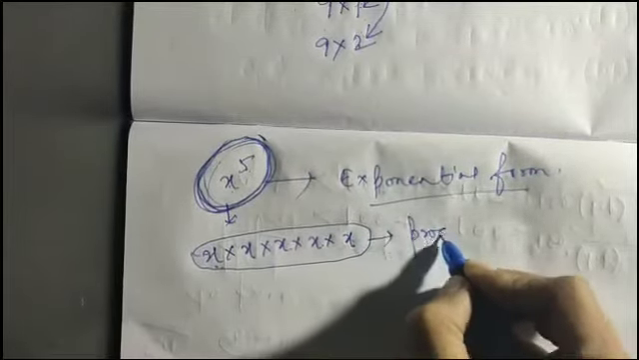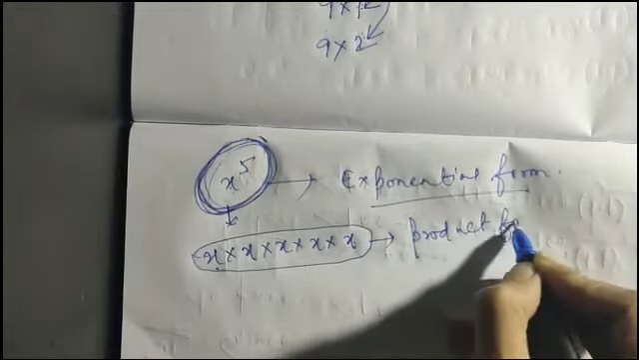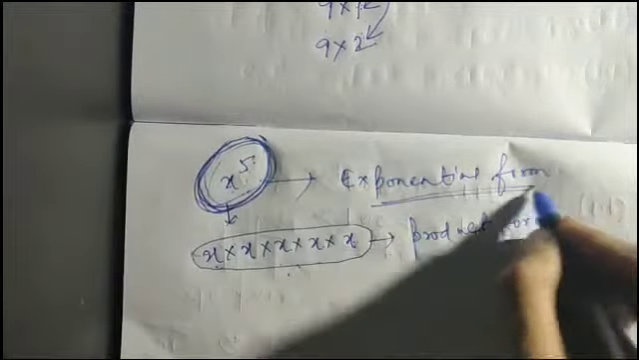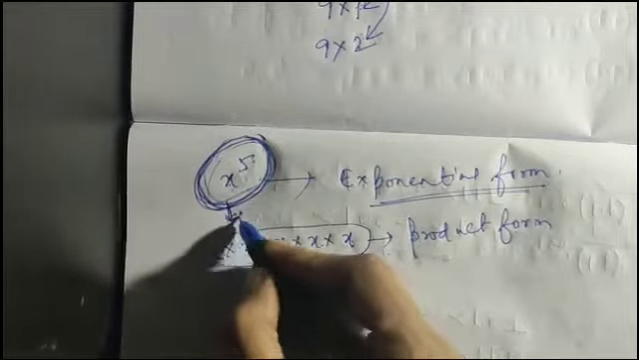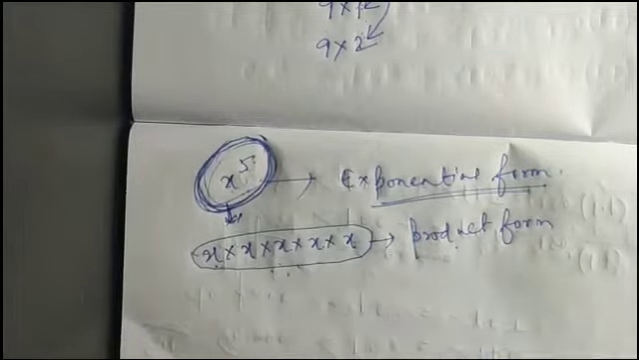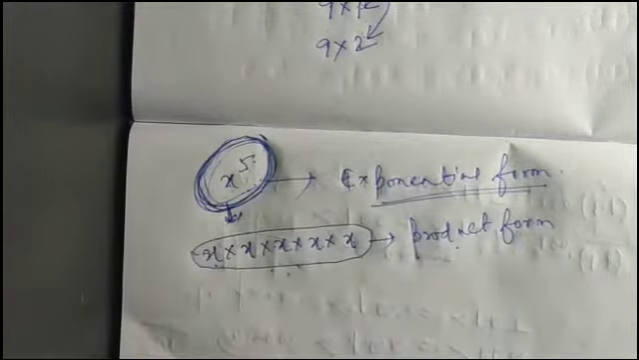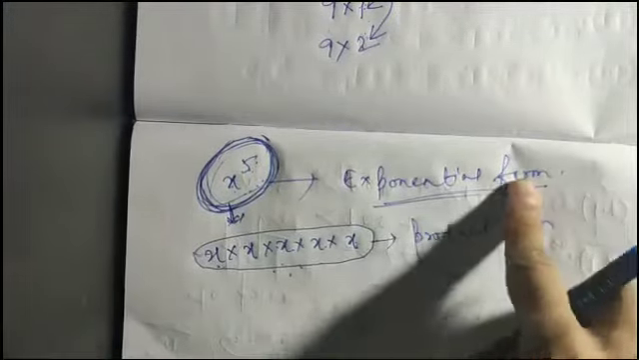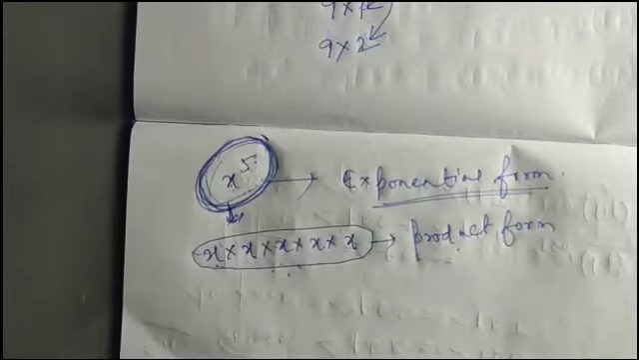This form of writing is called product form. Whereas, the same thing, if I write in this form, these two are same. x power 5, if I am writing in this form, this is exponential form. And if I am writing in this form, then this is called product form. Both are same. Nothing is different here, only the form is different. This is the exponential form and this is the product form. I hope it is clear, right?